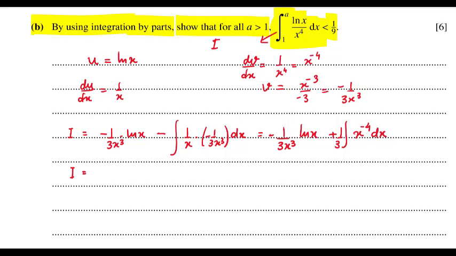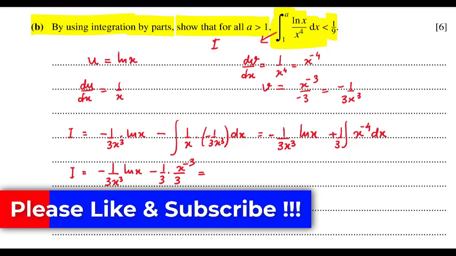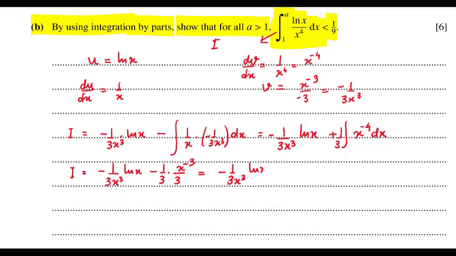So our integration I becomes minus 1 over 3 x cube ln x minus 1 upon 3, because for x to the power minus 4, the integration of this is going to be minus 1 upon 3 x to the power minus 3. So I wrote minus 3 here, or we can simply write this thing as minus 1 over 3 x cube ln x minus 1 over 9 x to the power 3.